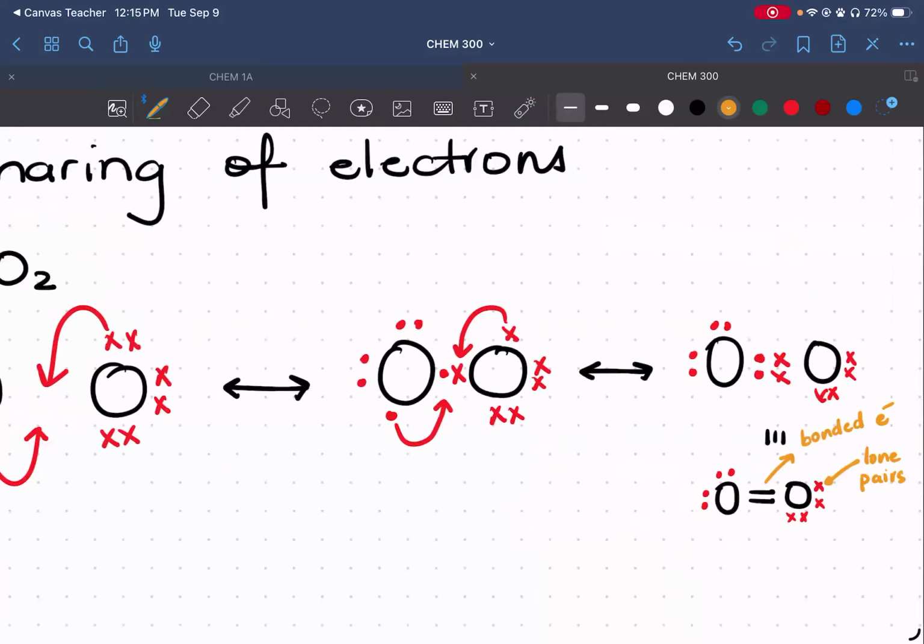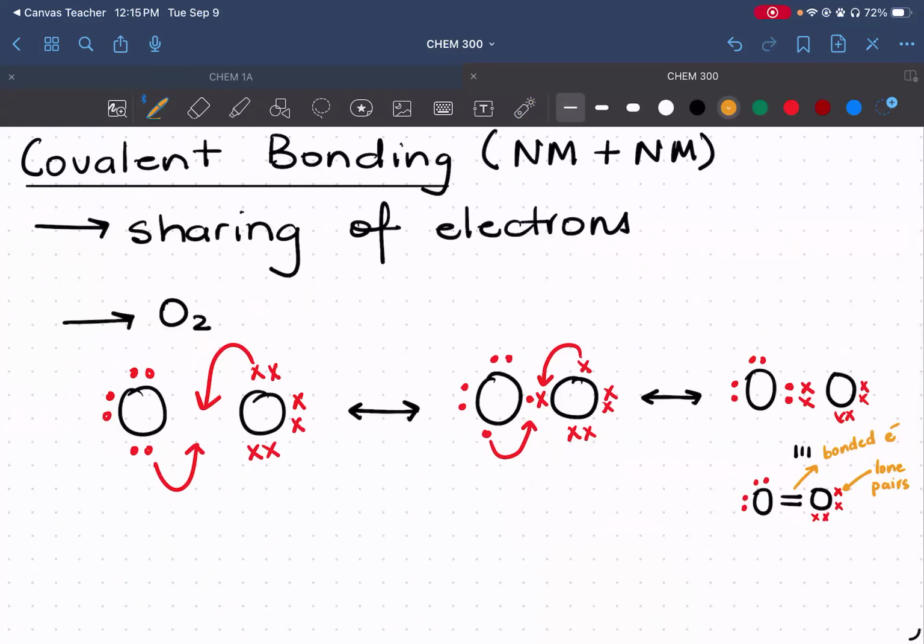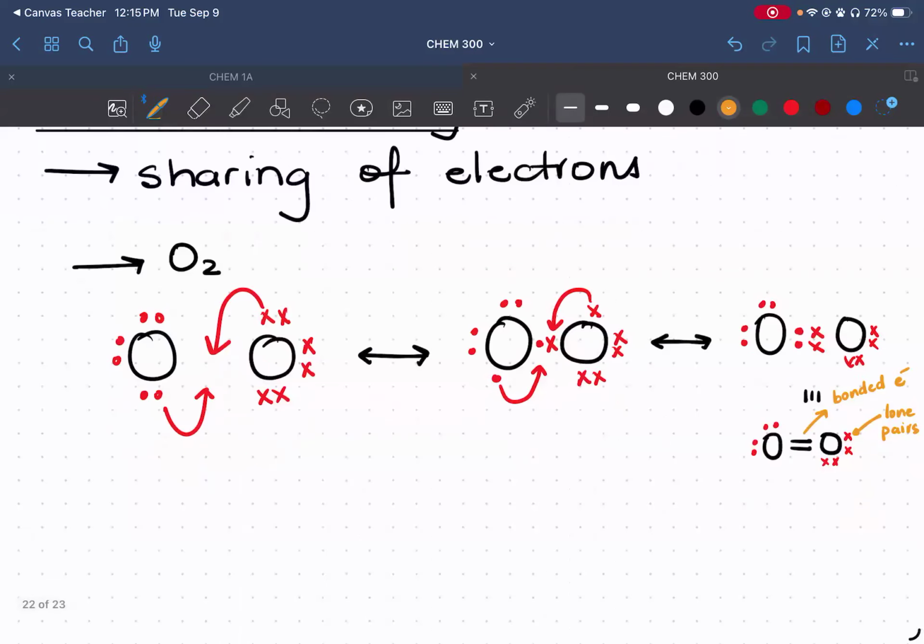So in covalent bonding, there isn't an explicit transfer of electrons. There isn't one giving up and the other taking. They're sharing them together. This isn't the case of O2. What about the other one we want to do together, which is N2?